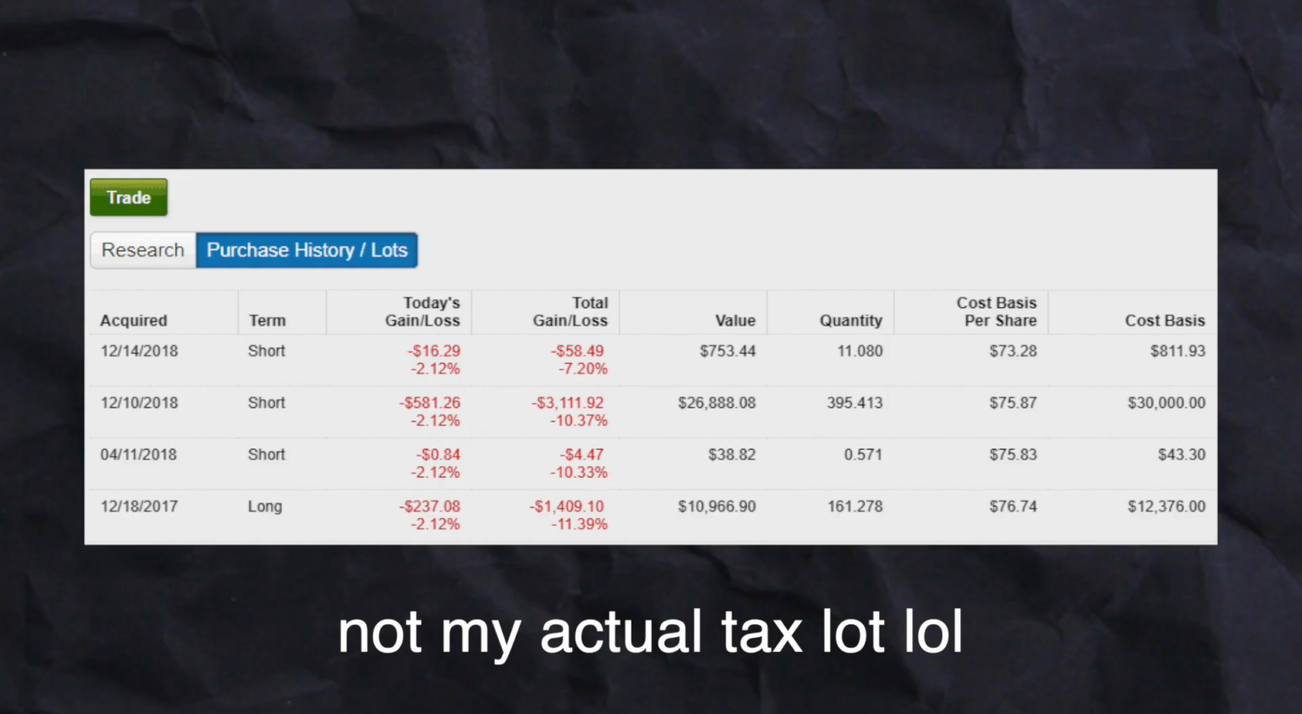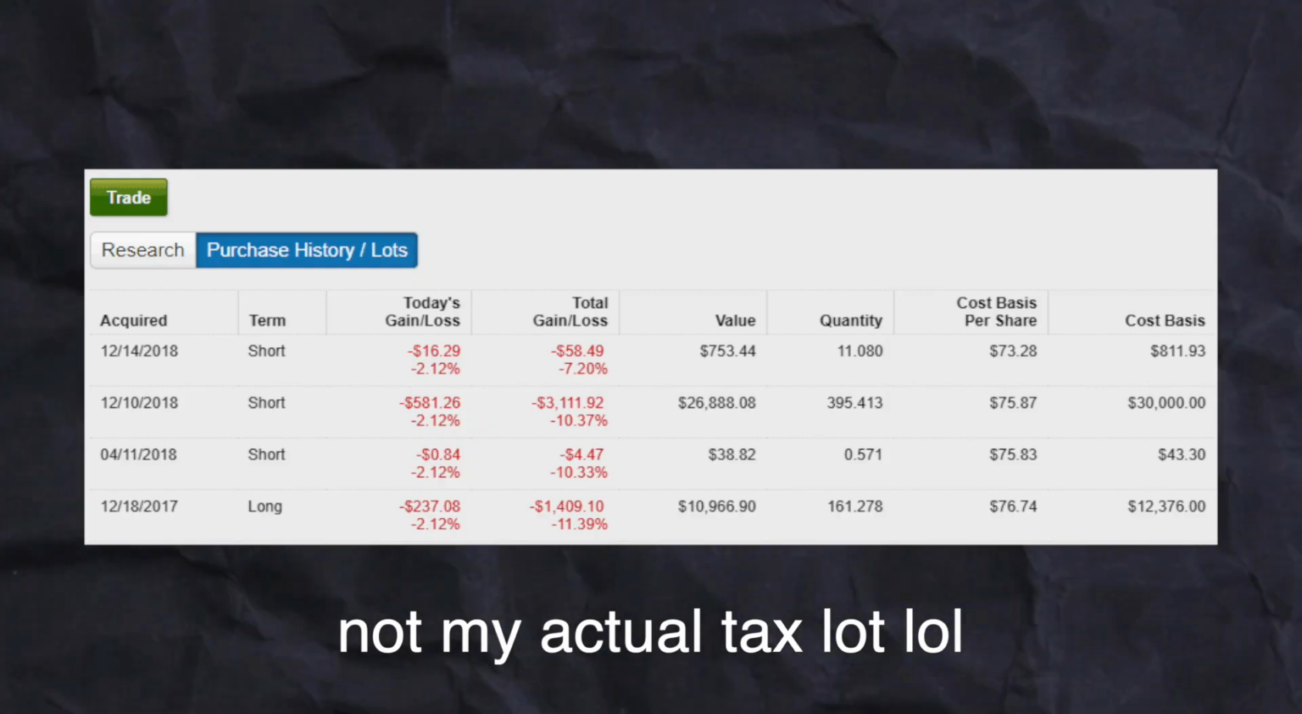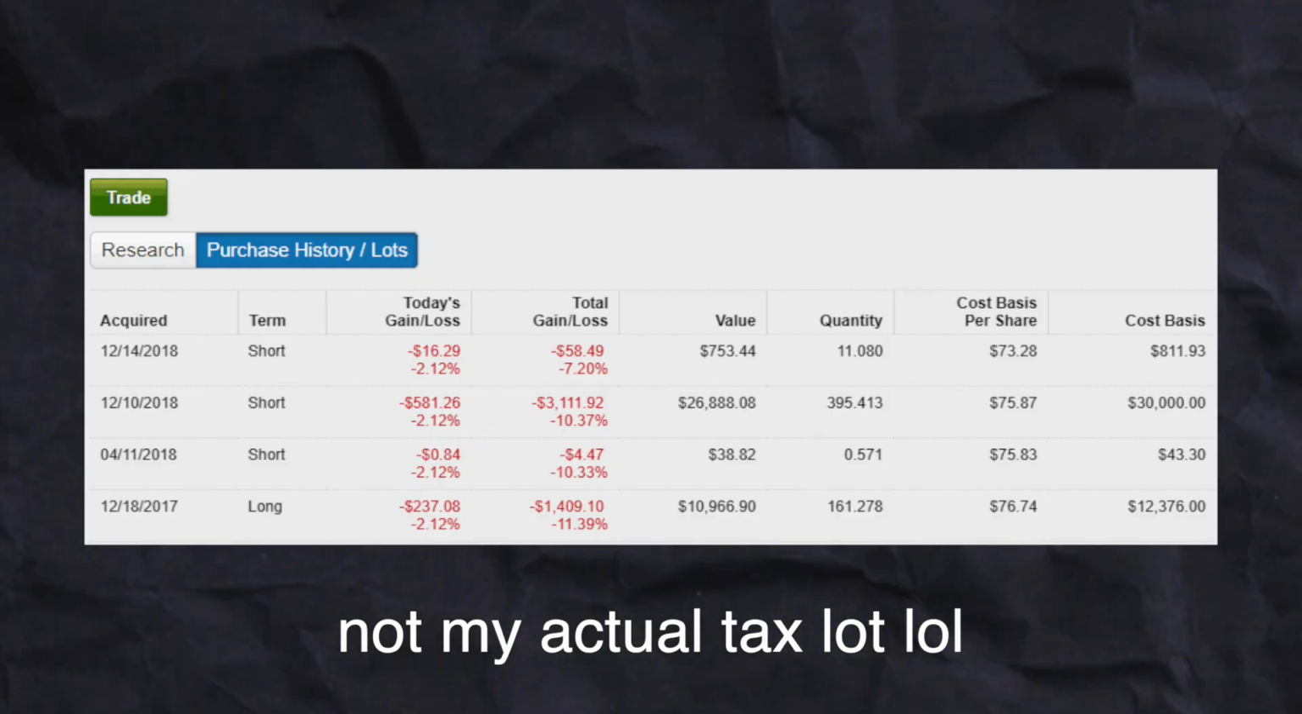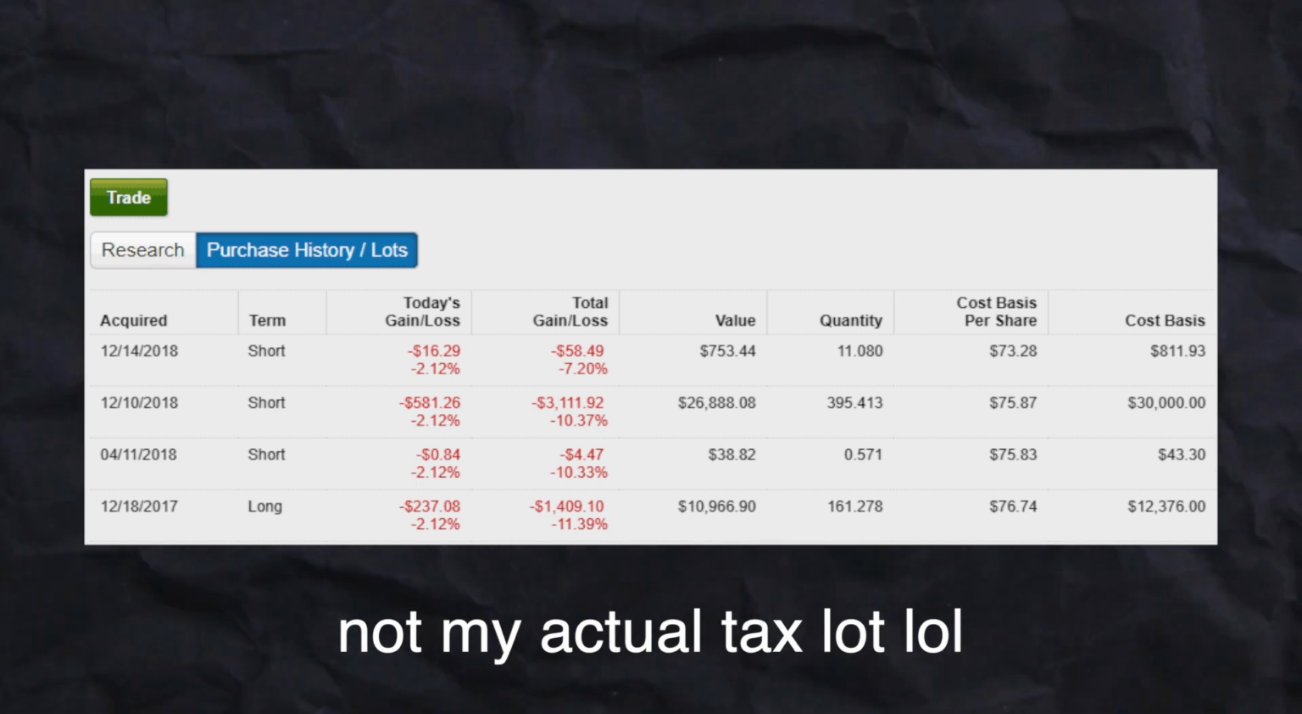Now, one big mistake that I personally made when selling my RSUs and diversifying was not selecting the correct tax lot in Fidelity. Whenever you buy a stock or are granted a stock, it comes in a specific tax lot. What that specifically means is that whatever stock you buy is going to have a specific date tied to it, and that's called a tax lot.